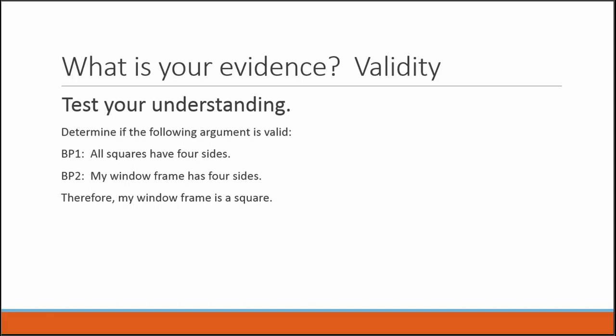In this case, this argument is not valid. The conclusion could be false. My window could be a rectangle that is not a square. Even if both the premises were true, the conclusion could be false. So this argument, not valid.